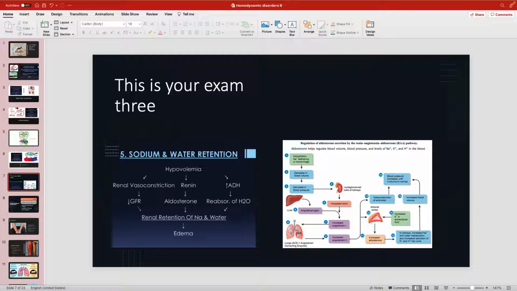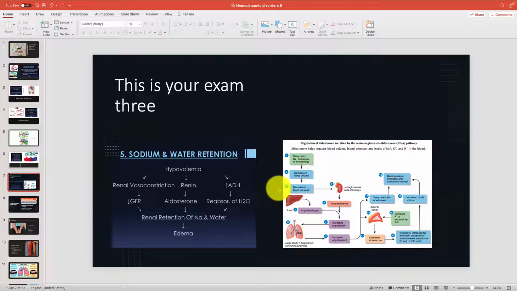One of the things that happens is renal vasoconstriction. So the blood vessels within the kidney are going to constrict. We have the release of renin and aldosterone, and I want you guys to tell me what this is. And then we have the retention of water and salt, and this leads to edema. I have this here, which basically tells you about that renin, angiotensin, aldosterone pathway.